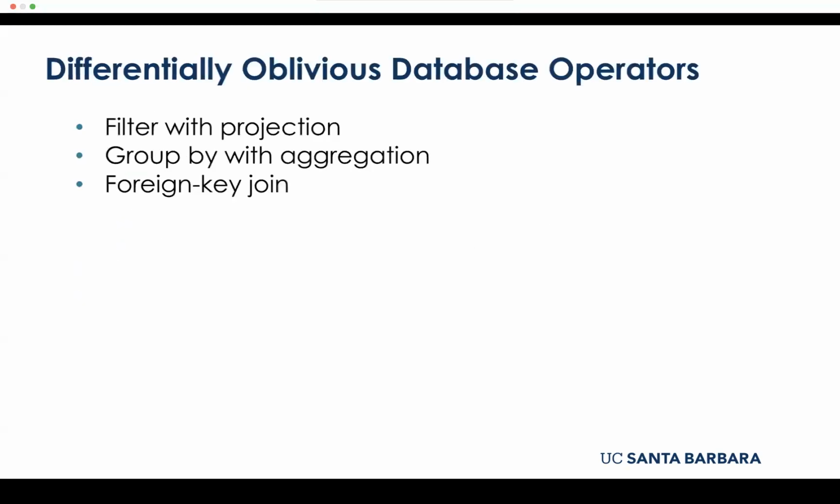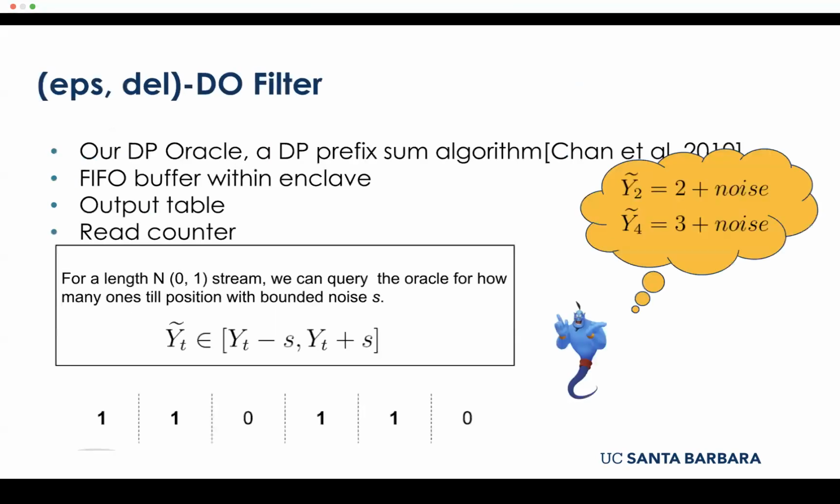Then we would like to introduce our differentially oblivious database operator design. We introduce three operators, including filter with projection, group by with aggregation, and foreign key join. Due to time limit, I will only introduce the first two operators.